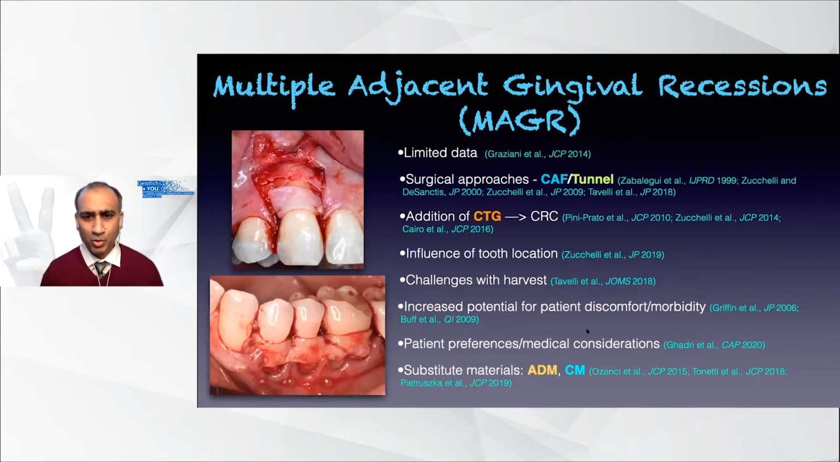Autogenous tissue is still the gold standard and probably will be for some time. And although these substitutes are successful in the short term in terms of root coverage, in the longer term, I found that my results don't hold up as well.